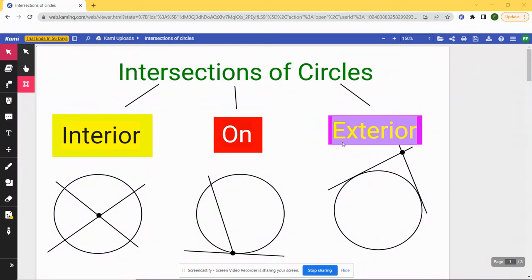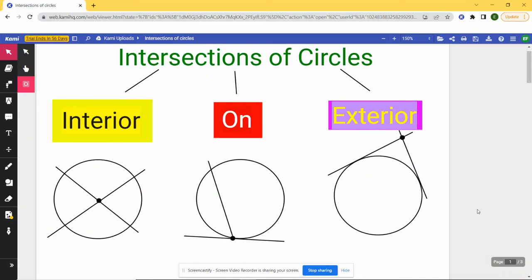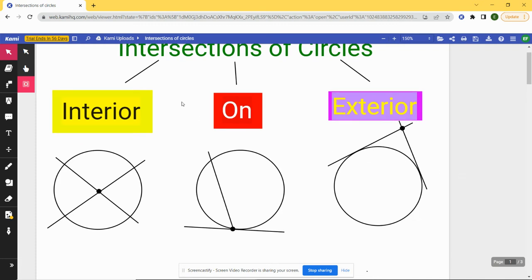There are three different types of intersections: interior, on, and exterior. In this part 1 video, we are going to talk about just the interior and on. Part 2's video will talk about the exterior intersections of circles.